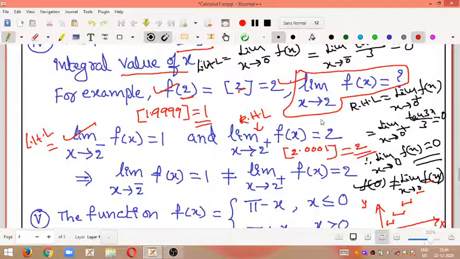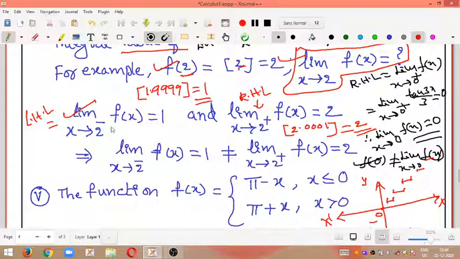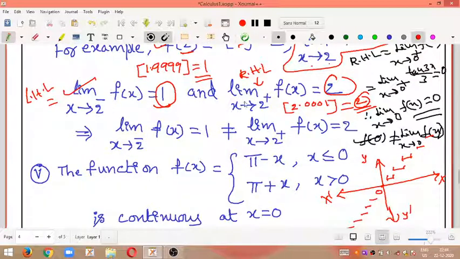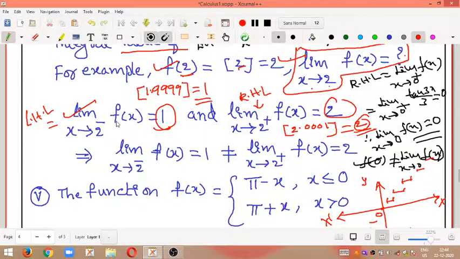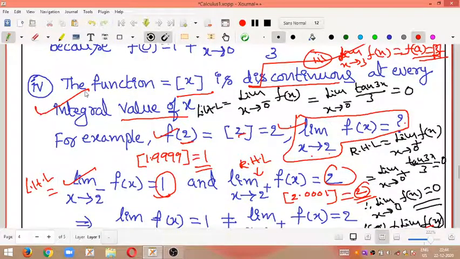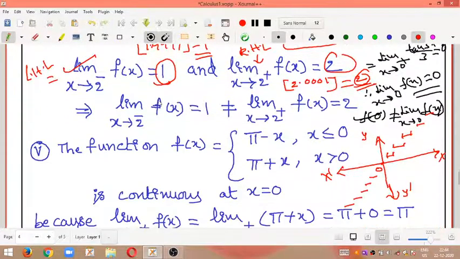Second condition, what? This one does not exist. So why? Because left hand limit and right hand limit are not equal. So that's why this limit as x tends to 2 of f of x is not defined, does not exist. Why? Because this value is 1 and this value is 2. See here. So that's why this second condition is not satisfied. Second condition not satisfied means third condition also not satisfied. So that's why this greatest integer function is said to be discontinuous at that point.